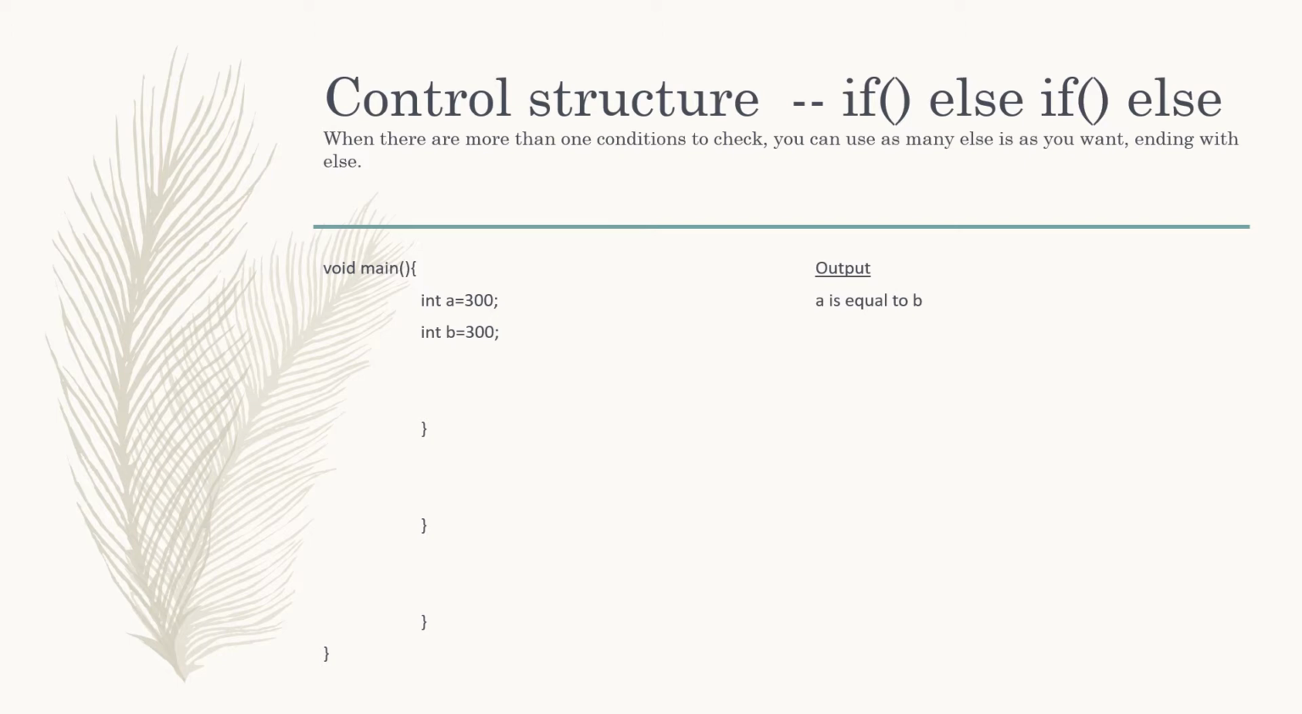For example, int A is equal to 300 and B is equal to 300. The first condition we are checking is A greater than B. That time you will see cout A is greater than B. In this case, is A greater than B? No. So we will not get inside the if curly braces. Okay? And this will not get executed.